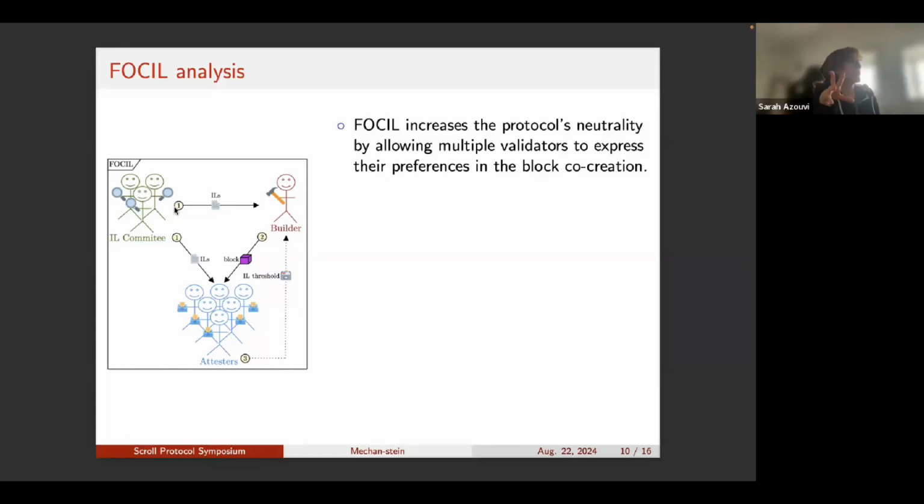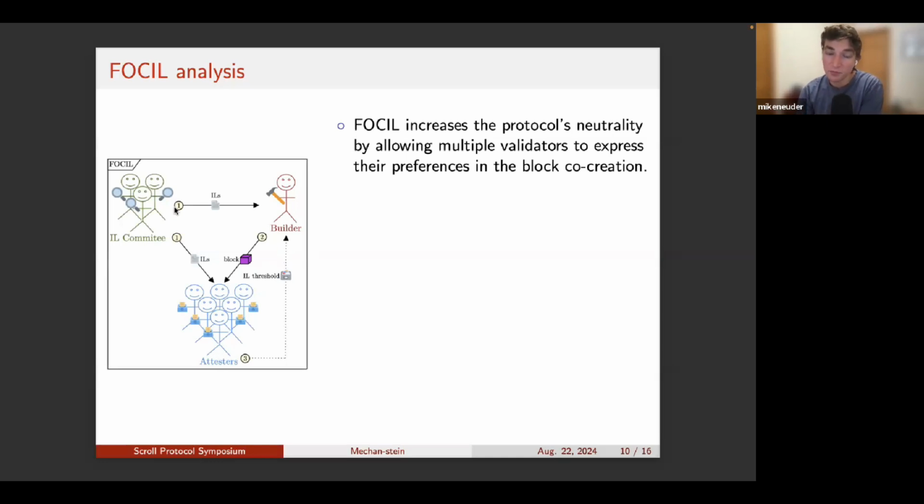So they could still locally do some censorship, right? Yeah, if they wanted to. Okay, so you rely on the fact that there are many of them, basically. Yeah, this is an honest majority assumption, basically. And as an IL committee member, I could just broadcast an empty list, right? There's no enforcement that they put something in there. They could just leave it empty if they chose to.